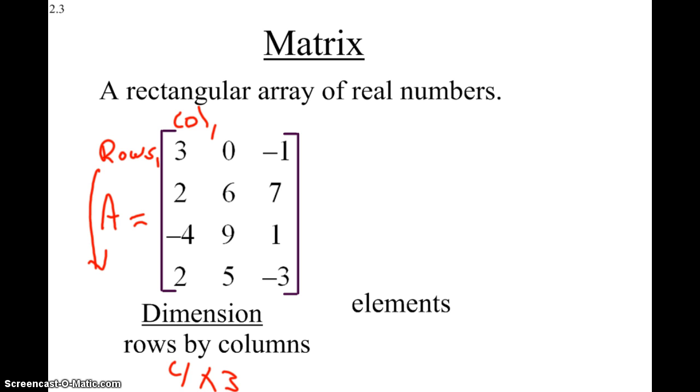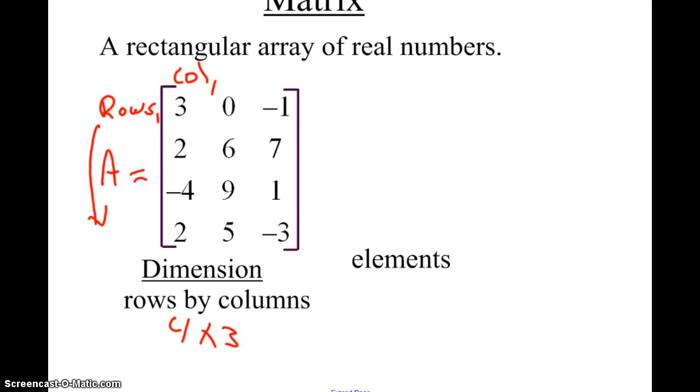The rows are on the side. Rows 1, row 2, 3, and 4. Columns go the other way. So rows across, columns down. So our matrix in this case would have a dimension of 4 by 3. It's rows by columns. Always rows by columns. You need to remember that.